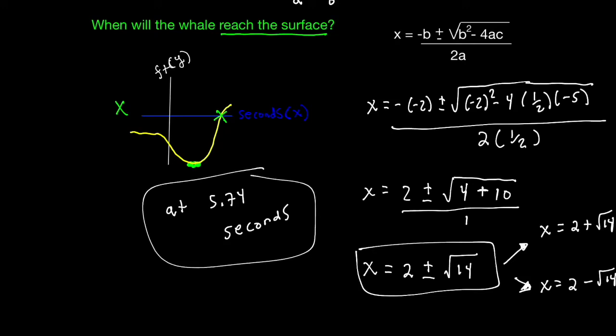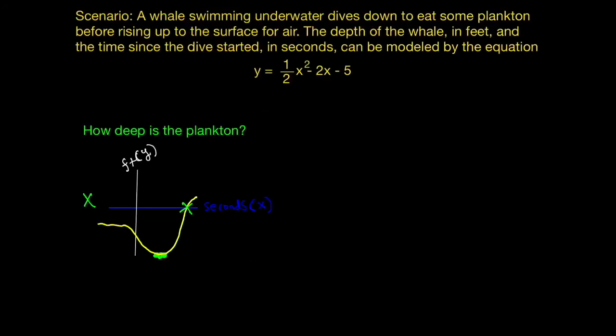Let's view another problem using the same scenario. So here we want to find how deep the plankton is. So referring back to our diagram, this time we want to see how deep that animal is. And to find that, we are going to have to make use of the minimum of the parabola. And the minimum is related to the vertex.